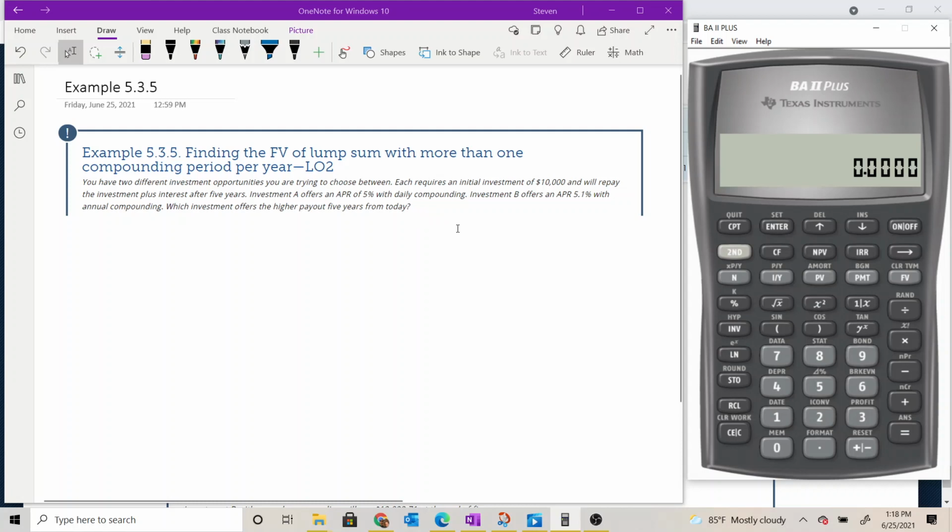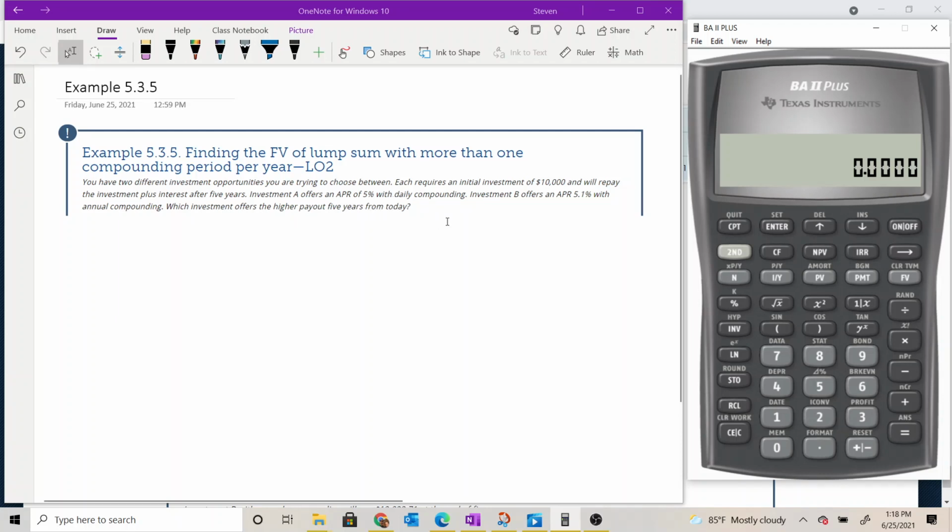Okay, so we have two pretty similar investments here. Both will put in $10,000 today and will get something back 5 years from today. They have slightly different annual percentage rates, APRs, but they have very different compounding frequencies, right? An APR is the annual percentage rate, or the amount of interest that, in this case, we're earning every year, but without the effects of compounding.